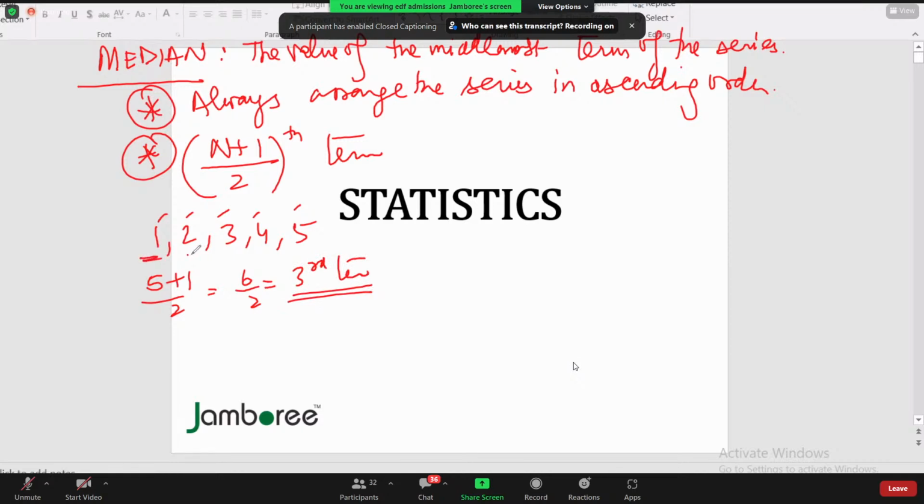So this is the first term. This is the second term. The value of the third term of the series is 3. So the median in this example will become 3.